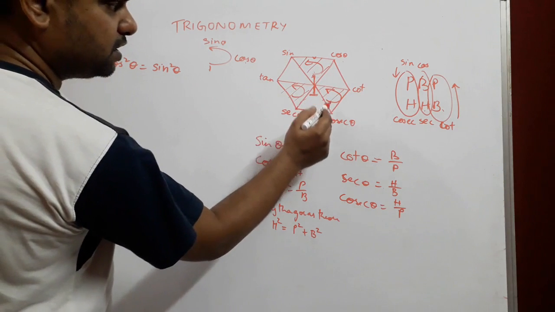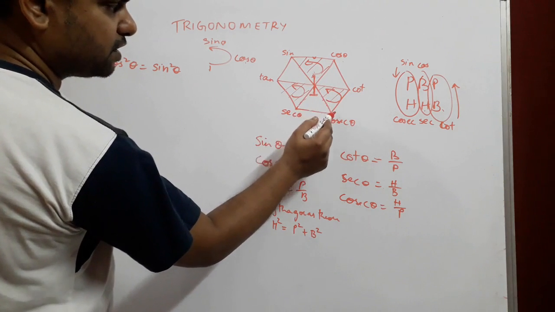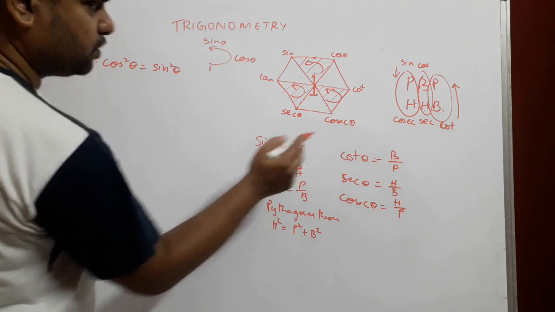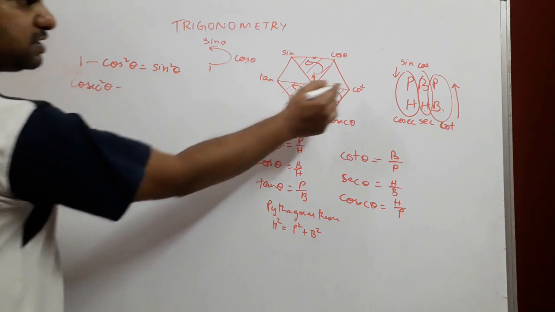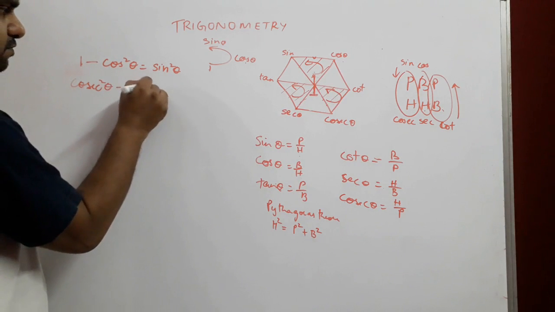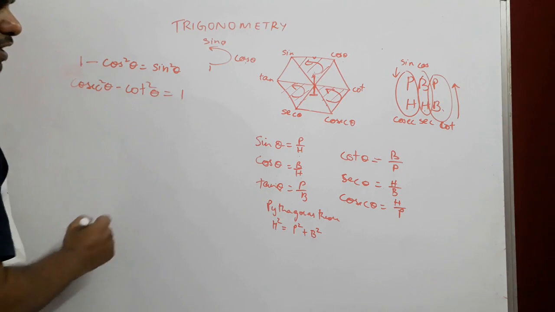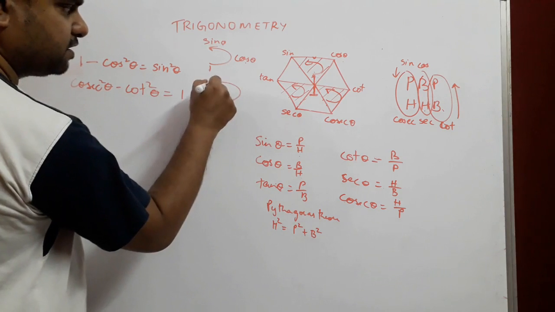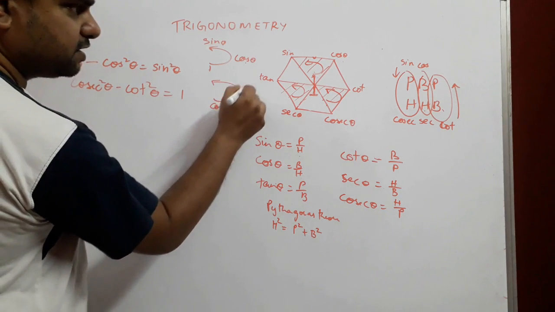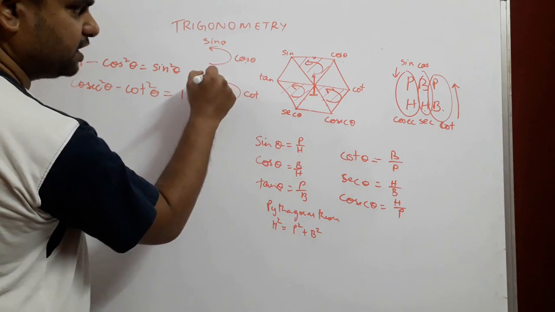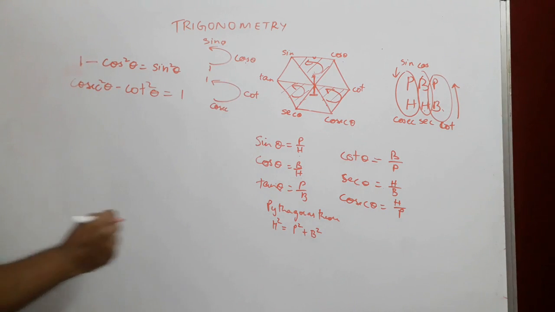Similarly over here, what do we have over here? In this case, we begin with cosec square theta. So cosec square theta minus cot square theta will give us 1. Once again, have a look at the arrow. It begins with cosec, then it goes to cot, and finally it ends with 1.